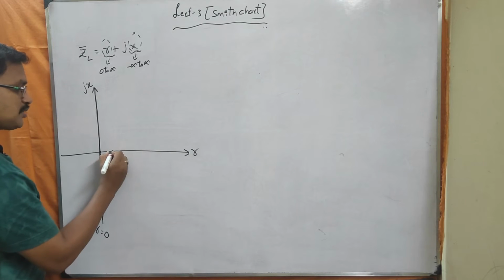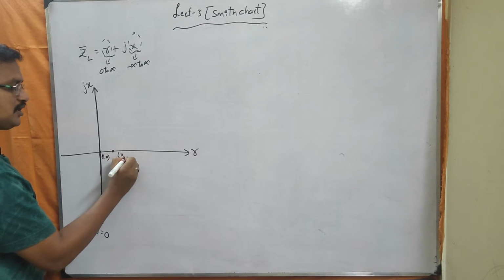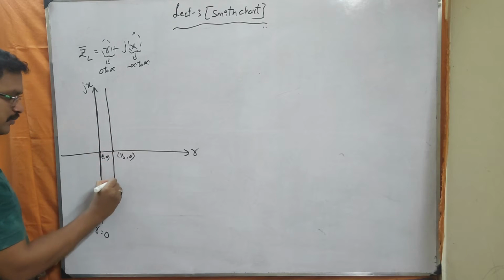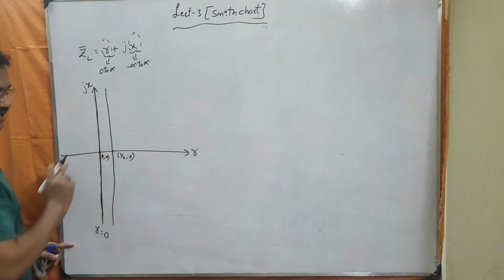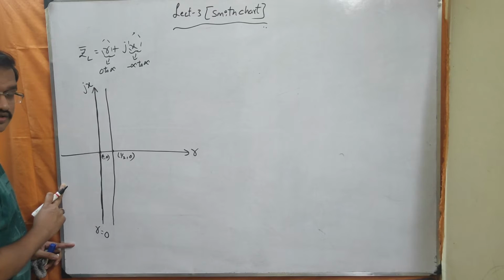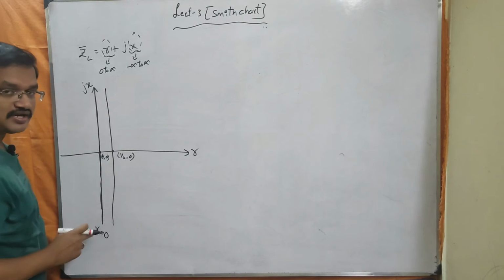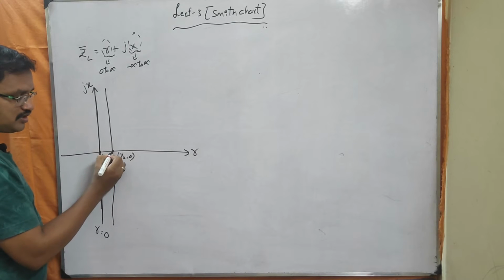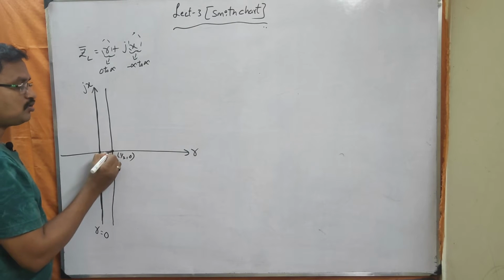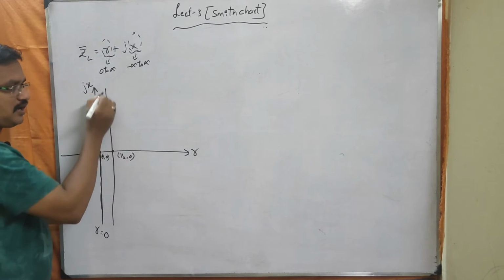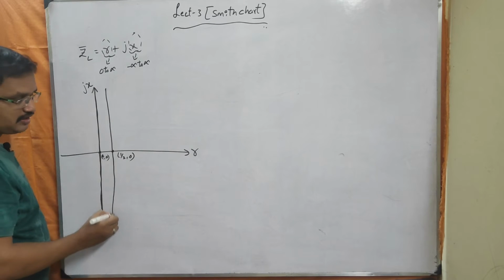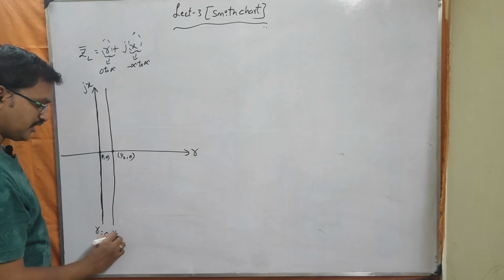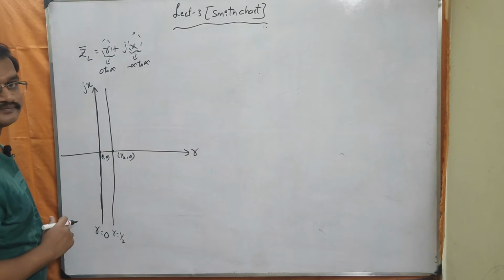Okay. So similarly, suppose if I consider a point 1 by 2, 0, and if I draw a line that is passing through 1 by 2, 0 and parallel to imaginary axis. So on this line, what is the value of the resistance here? R value is 1 by 2. Yes or no? R value is 1 by 2 at this point. So as I move parallel to this imaginary axis up and down, the value of R is going to be 1 by 2. So I can say this line represents R is equal to 1 by 2 line.